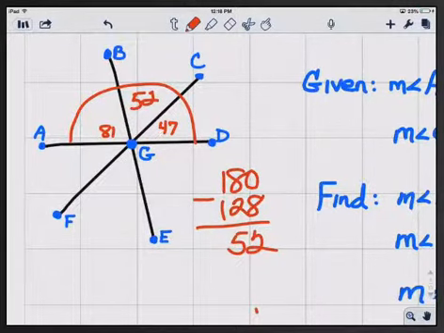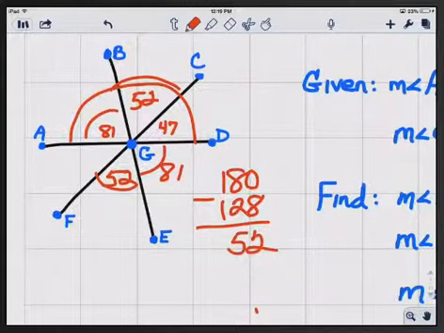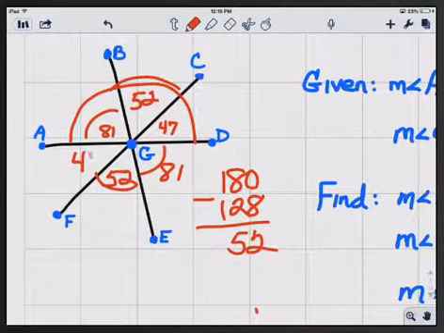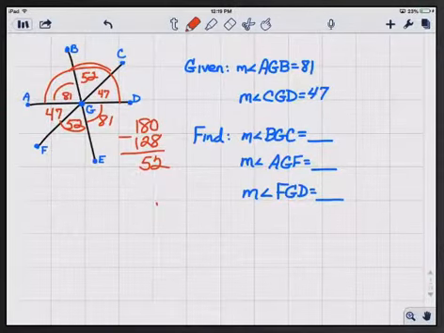Once we have that angle, and you know that vertical angles are congruent, if we have one 81-degree angle on the other side of the diagram, angle DGE, that also has to be 81. If the angle we just found, BGC, is equal to 52, then angle EGF is also equal to 52. And we have another 47-degree angle over here. As a result of doing that, you should be able to answer all of the questions.